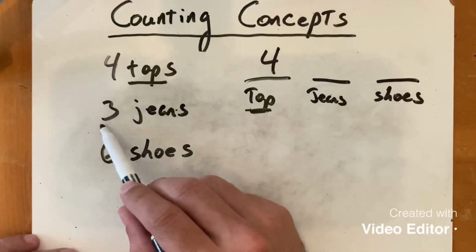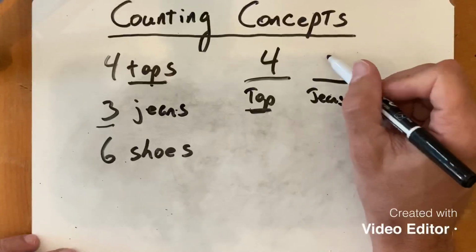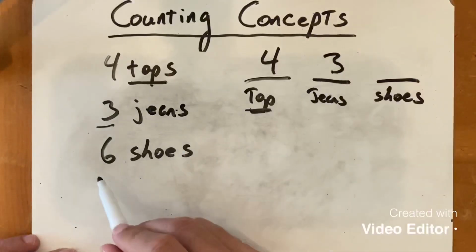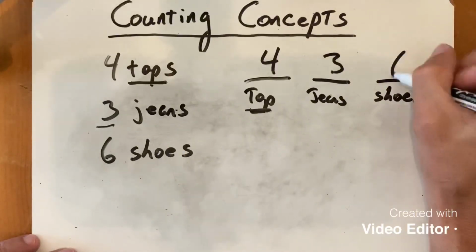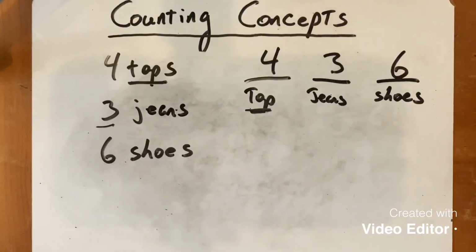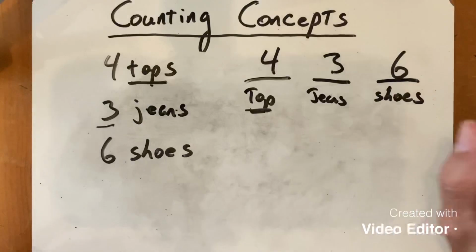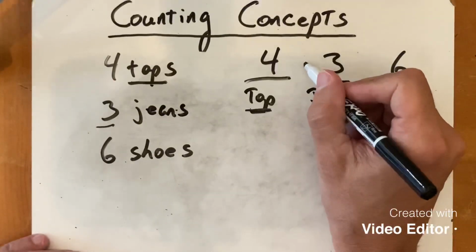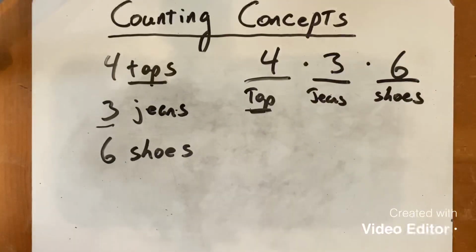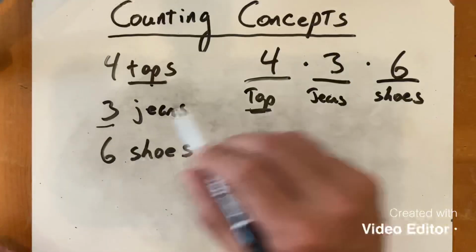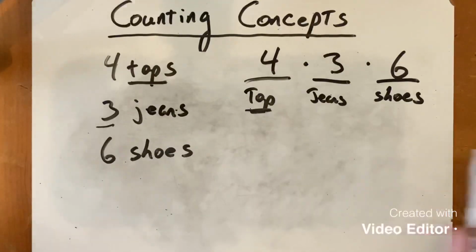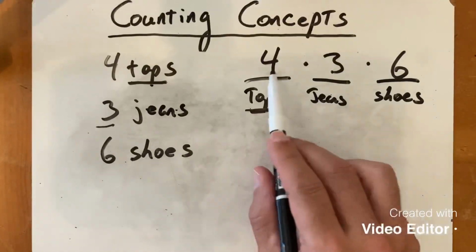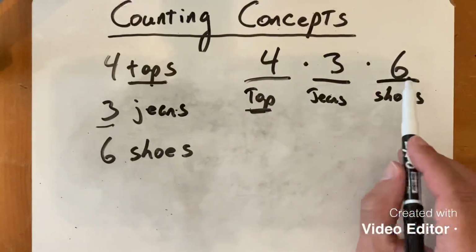Jeans, we've got 3 of those. So we've got 3 options for jeans, and then we've got 6 pairs of shoes. So we're gonna put a 6 in that last slot. So how do we figure out the math? Well, it's the same concept. We're gonna multiply those 3 values together. So remember, they don't have to be sequential like they were before, depending on how many are in each group, but we can only choose from each group.